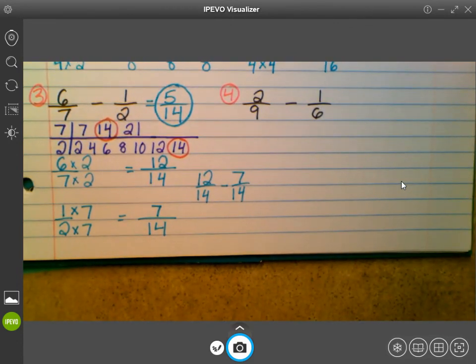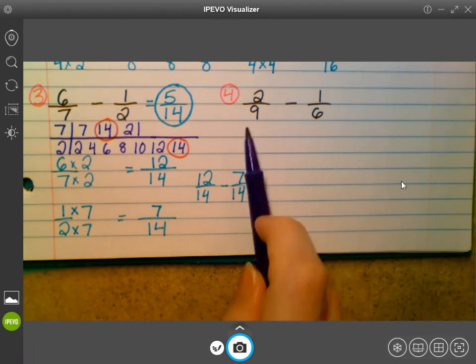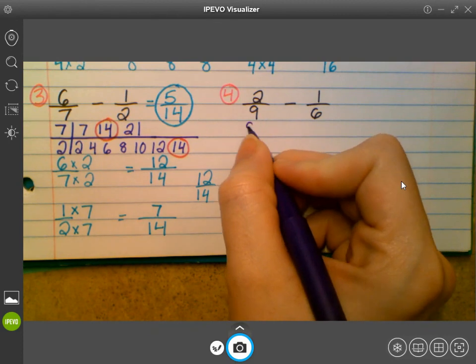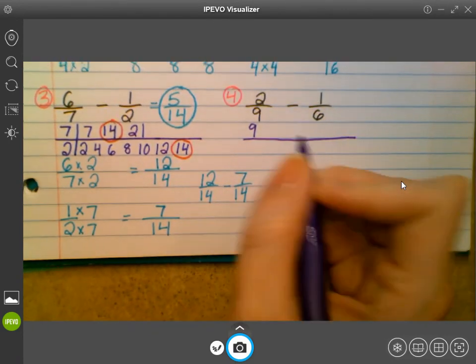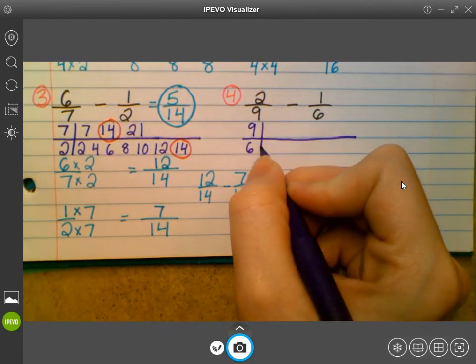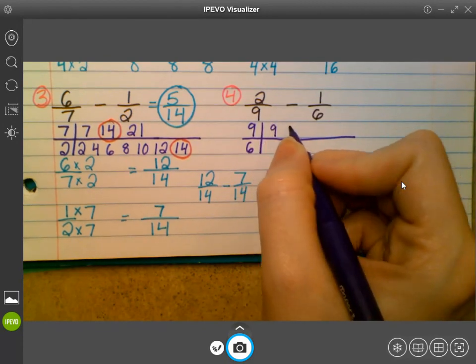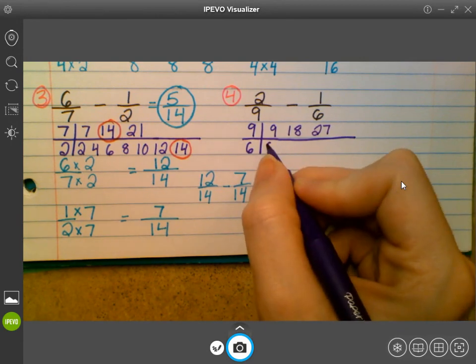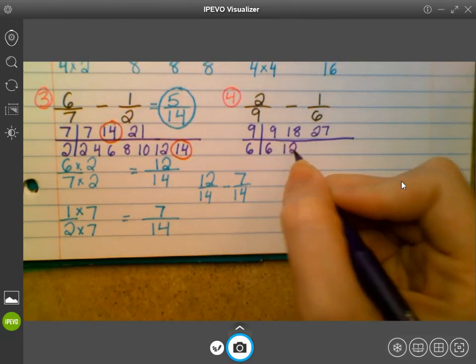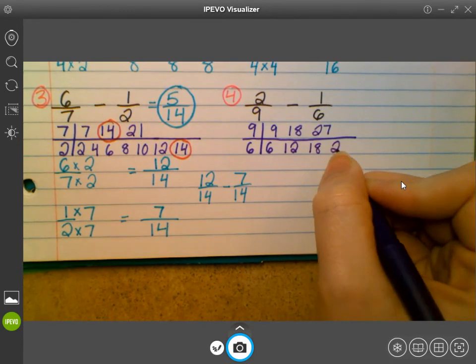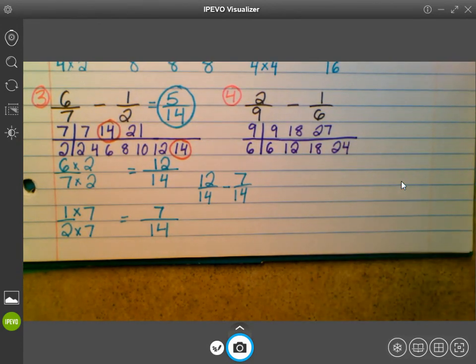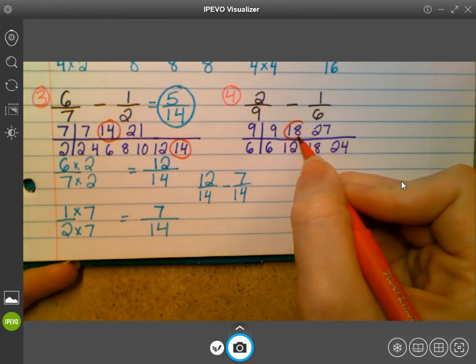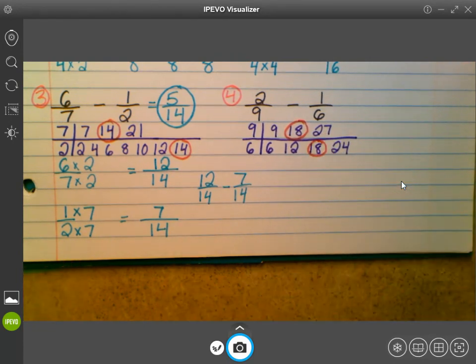We are now on our last practice problem. So for this one, 9 and 6 are my denominators. So let's find a common number between them. So for 9, I have 9, 18, 27. 6, I have 6, 12, 18, 24. Now my LCD is 18. How many of you got 18 as your least common denominator?